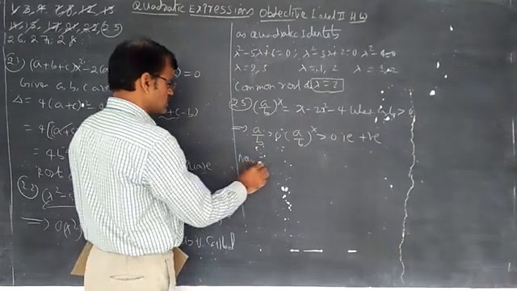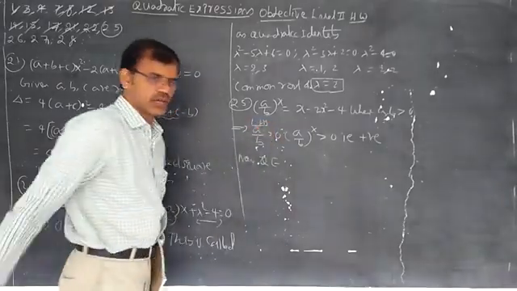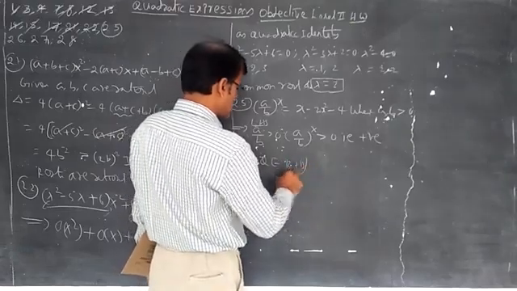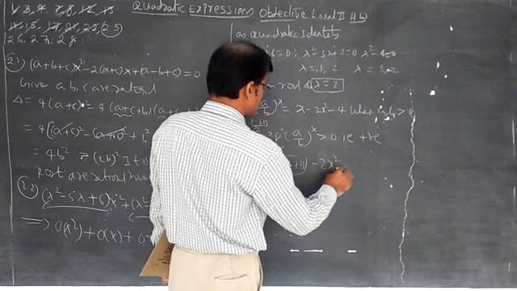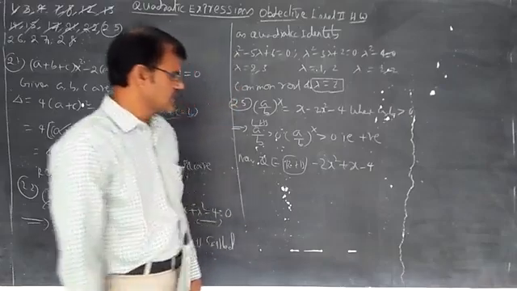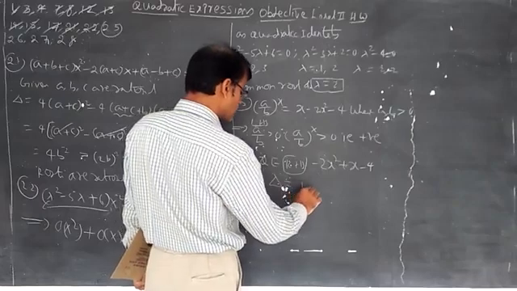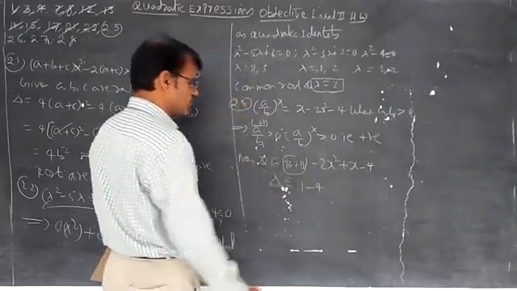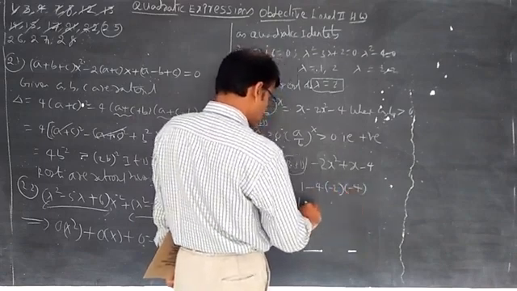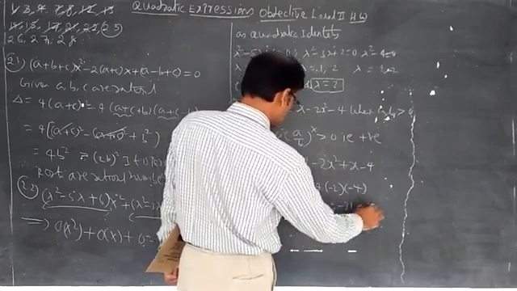Now let us discuss the quadratic equation on the RHS. I discussed the LHS. Now we can discuss the RHS quadratic equation: -2x² + x - 4. For the RHS, a is less than 0. Let us calculate delta, b² - 4ac: 1 - 4 into -2 into -4, so 1 - 32, that is equal to -31, less than 0.